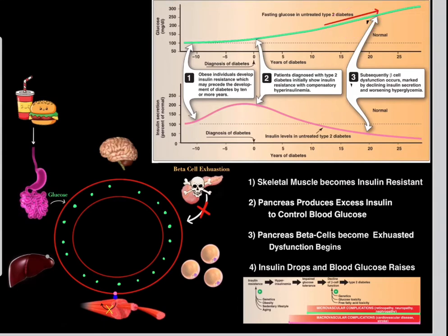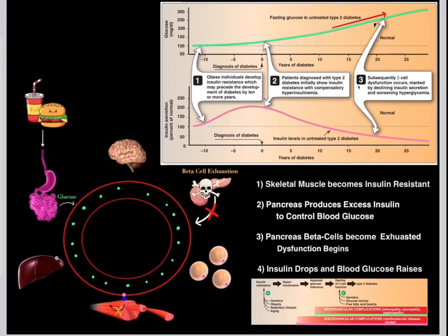So when we see hyperglycemia, that's a sign that you're very late in the diabetes progression. So again, this is what the progression of type 2 diabetes looks like. Again, first the skeletal muscle becomes insulin resistant. So in order to compensate for that skeletal muscle insulin resistance, we're going to see the insulin levels increasing.